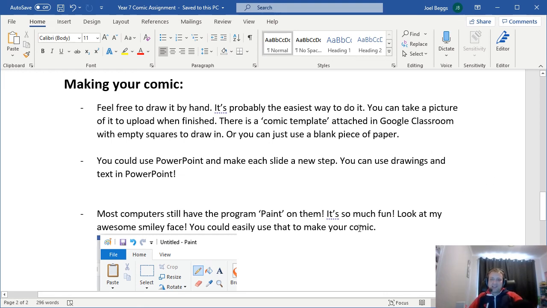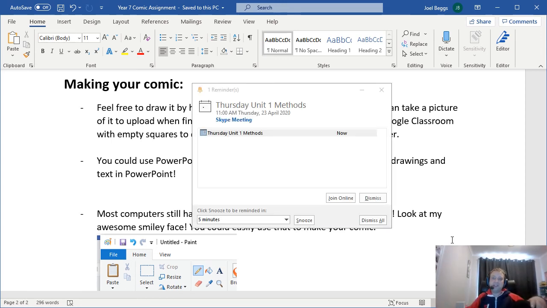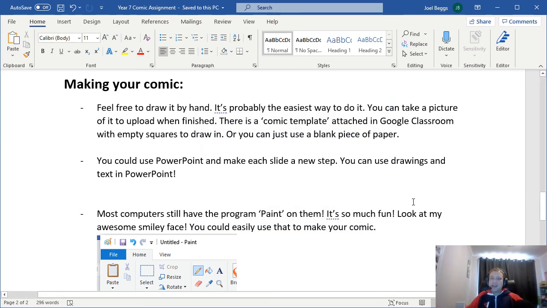So also attached to this lesson on Google Classroom, we do have a comic template. It's really just a piece of paper with empty squares to draw in. You can just use a blank piece of paper though and put your own squares there and fill it in yourself if you want. You could use PowerPoint if you wanted to. Each slide could be a new step. So you just have slide 1, slide 2, slide 3. And as I click through your PowerPoint presentation, your explanations will be there and you'll solve your fraction.